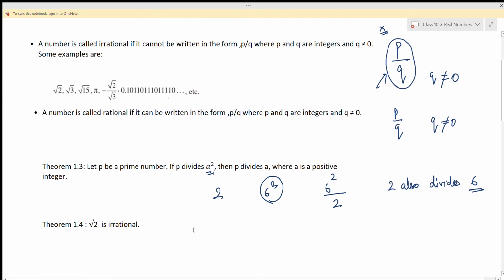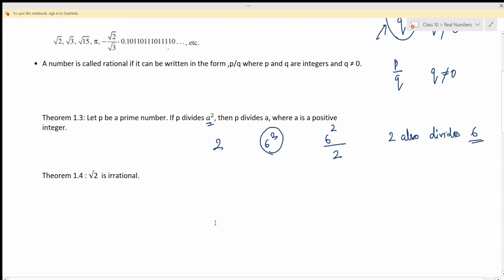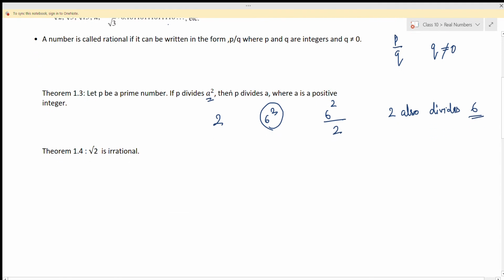Now, another theorem, you have to prove that root 2 is irrational. The theorem I just told you will be used in proving this. So let's start the proof. We will start with an assumption. Whatever is given, you have to prove that root 2 is irrational. So you will say, let root 2 be rational.